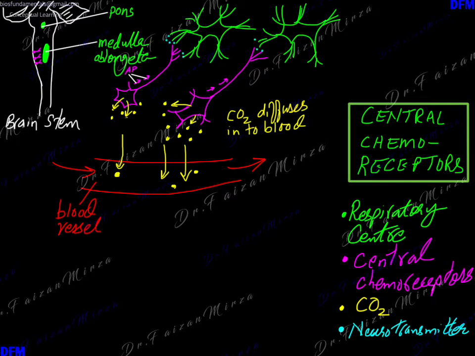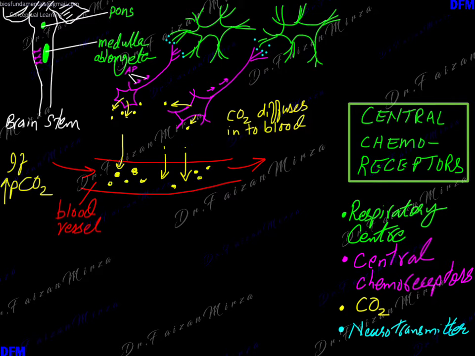At this time, fewer action potentials will be generated in this neuron and less neurotransmitter will be released, so these respiratory centers will be stimulated less. As a result, the respiratory rate will be controlled. The person will keep on inhaling and exhaling at a normal rate because there is not a lot of carbon dioxide being built up inside the body.